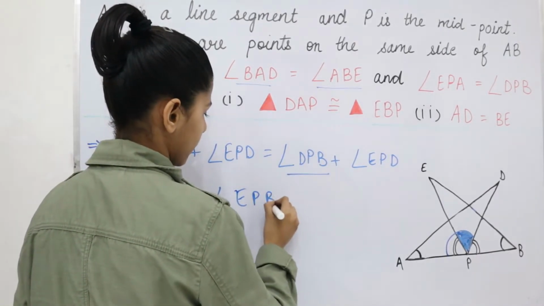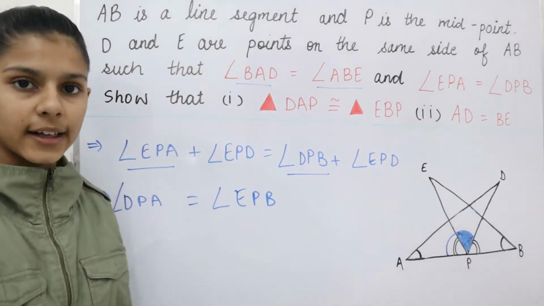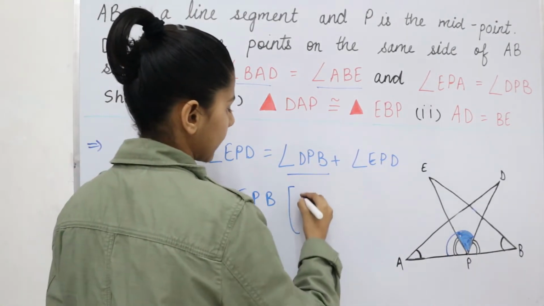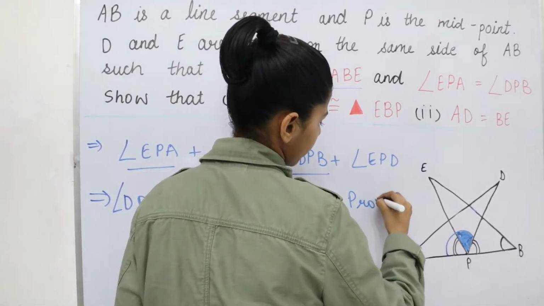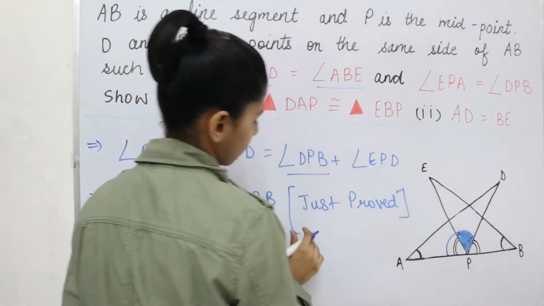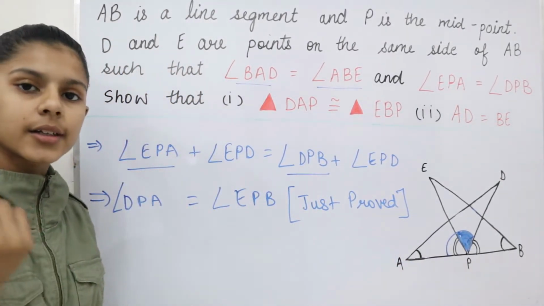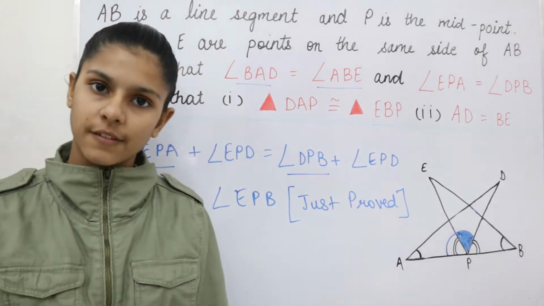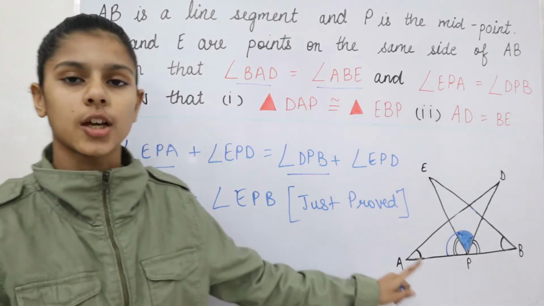EPB. So we got this result, and we have written this equal, and in the bracket we will give the reason. We will write here just proved. Now only we have proved that when we add, these both angles were equal, and we have added the same angle in both of them, so they will also remain equal. So we will write the reason just proved.